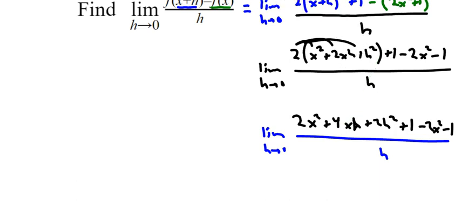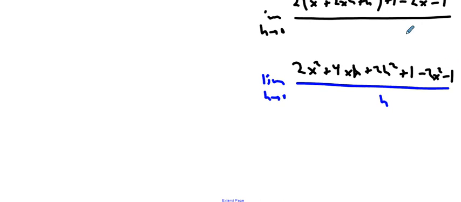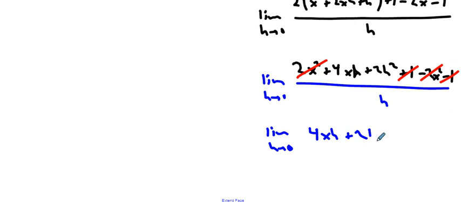Okay. Now we've got a little more algebra we can do here. Check this out though. See this 2x squared? See this minus 2x squared? Gone. That adds to 0. See this 1? See this minus 1? Gone. That adds to 0. So here's what we have left. We've got this limit as h approaches 0 of, on top we have 4xh plus 2h squared, all over h.